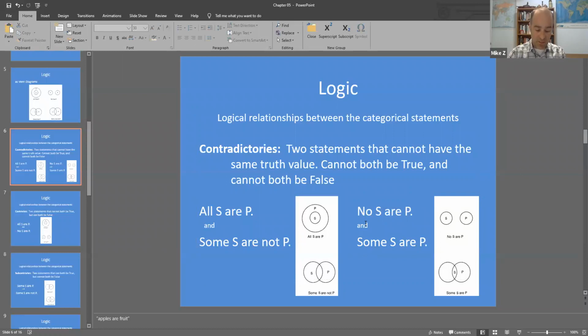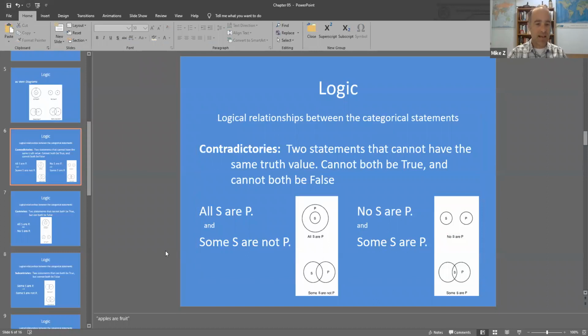On the other hand, if it's false that no mammals are cats, then it must be true that some mammals are cats. Right? So if one is false, then the other one's got to be true. Then going the other direction. So if it's true that some mammals are cats, then it must be false that no mammals are cats. Right? So if this one is true, then this one's got to be false. So then what about when this one is false? If it's false that some cats are reptiles, then it must be true that no cats are reptiles.